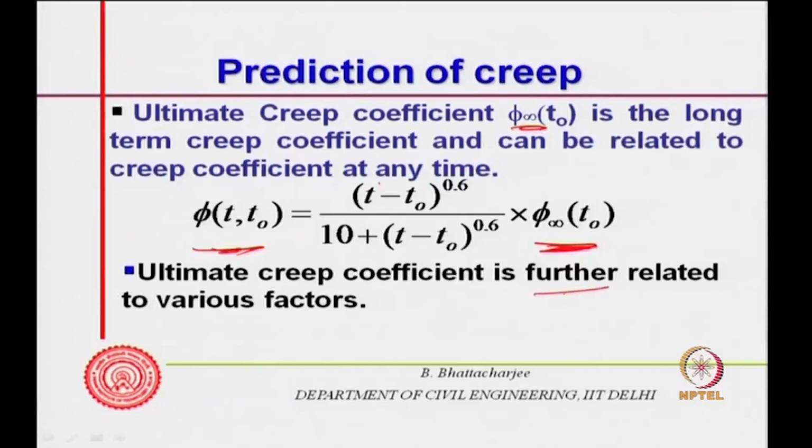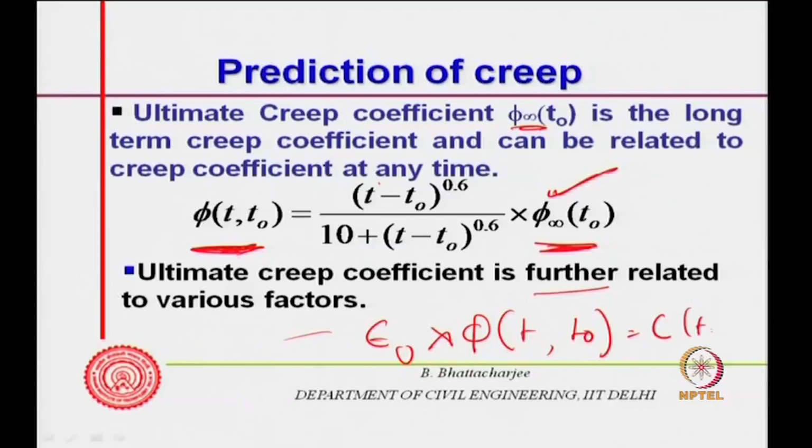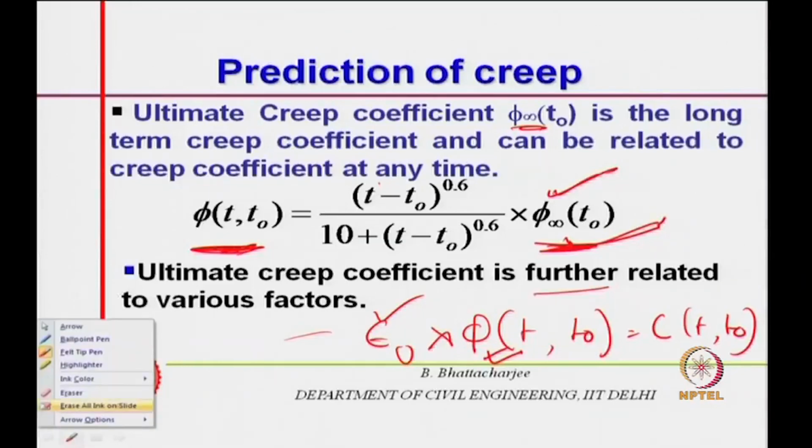Ultimate creep coefficient is further related to various factors. If I can relate this to various factors, I can find phi infinity, and multiply it by epsilon 0 into the time function of phi(t, t0), which gives me C(t, t0). So, creep at any time I can find out. First I must find phi infinity, and that is related to various factors.